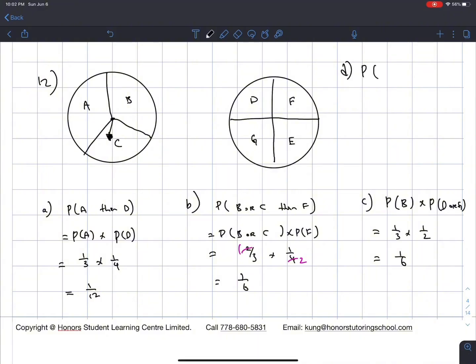D, probability of A or C, and then probability of E or F. So A or C is going to be 2/3, E or F is going to be 1/2. We multiply them to get 1/3.